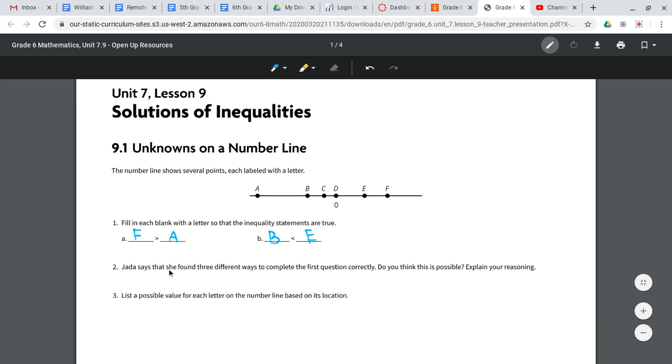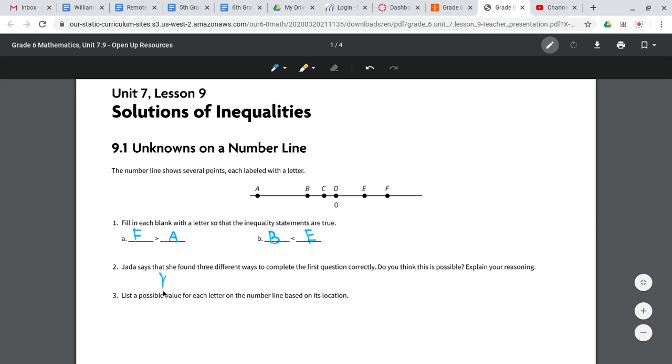So with that being said, Jada says she found 3 different ways to complete the first question correctly. Do you think this is possible? Well, what did we just go through? Yeah, it is possible. We found numerous ways to do just part A. I mean, we had over 6 different ways at least to do part A on that one, and we weren't anywhere close to being done with different possibilities. So yes, she is correct. So I'm just going to put a yes here.